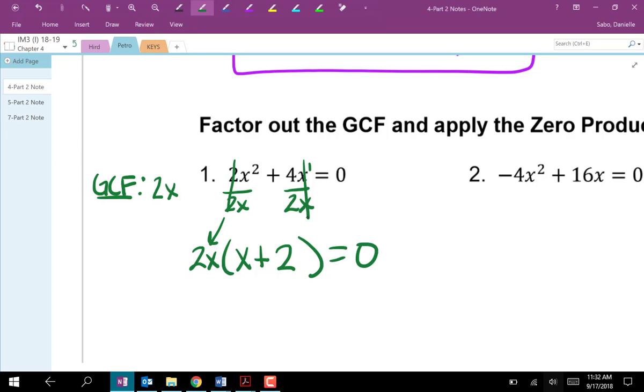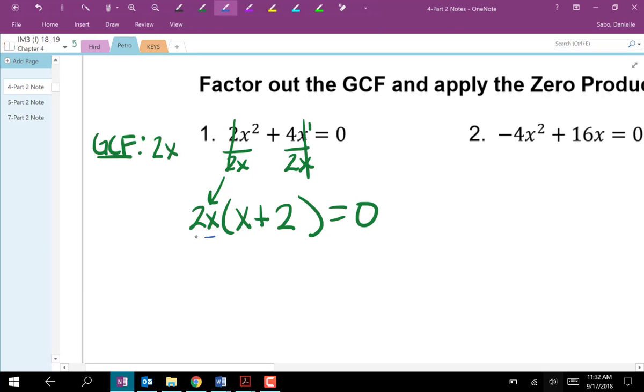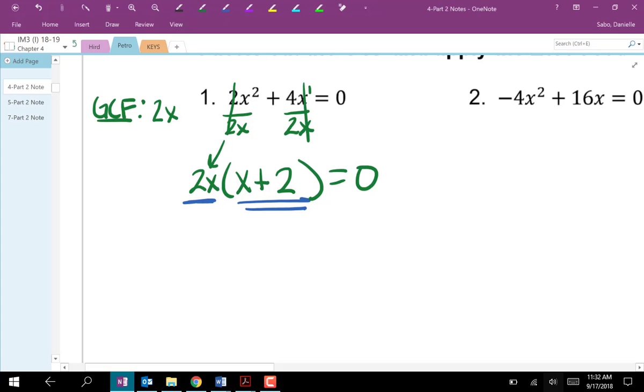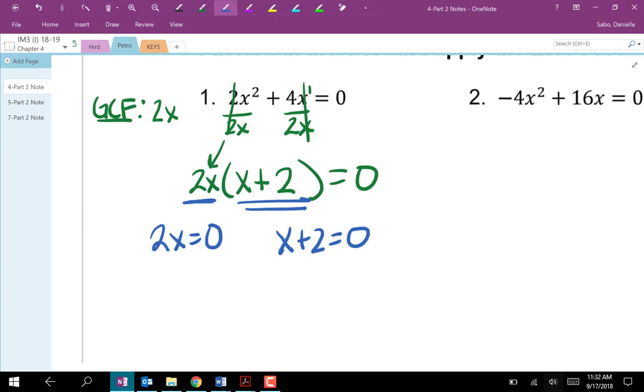Okay, now this is the new part. You set each factor equal to 0. So that's one factor and that's another one. So 2x equals 0 and x plus 2 equals 0. So those are my 2 factors. Okay, almost there. What do I got to do to both sides to solve for x over here?